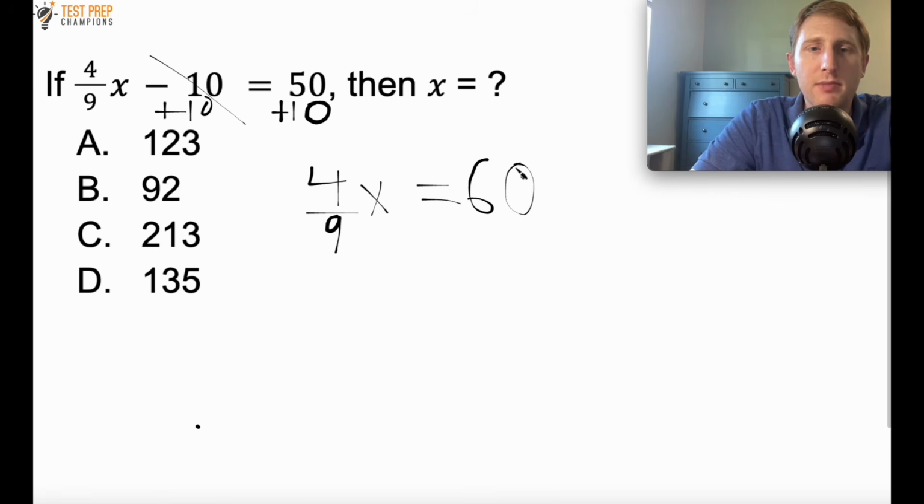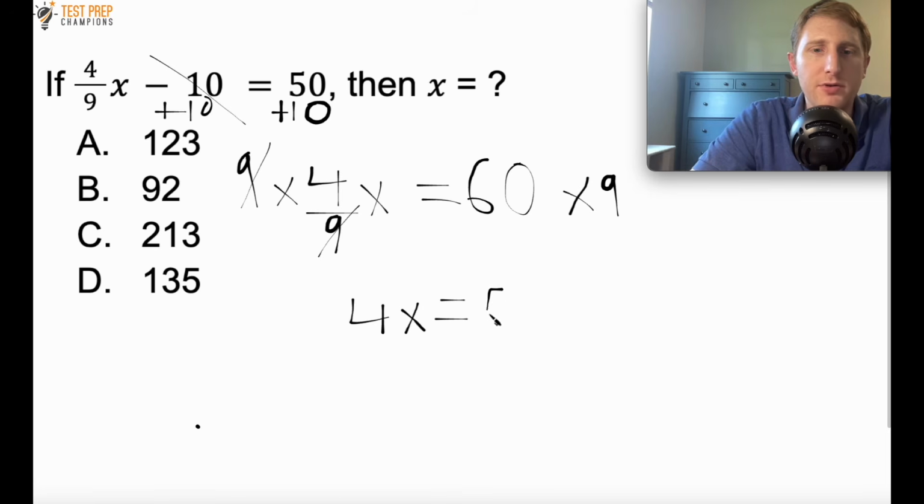So now what I'm going to do is multiply by 9 on both sides. Okay, so I'm going to multiply by 9 over here, and the reason that I'm going to do that is because the 9s will cancel out when I do that over here. But again, whatever I do on one side, I also have to do on the other. And I see in my calculator that 9 times 60 is 540, so I'll have 4x equals 540.